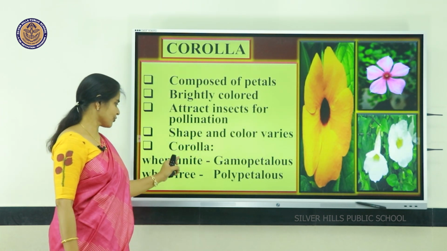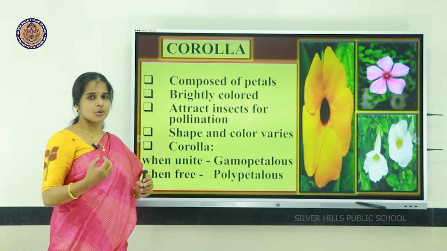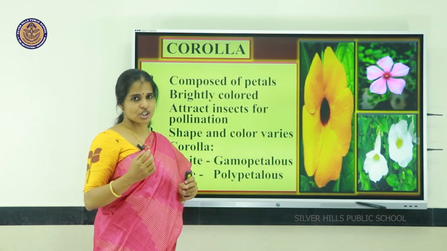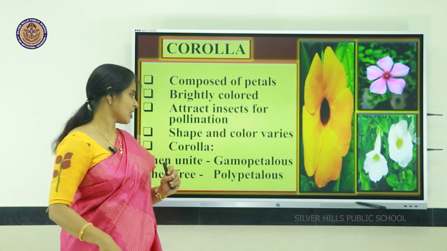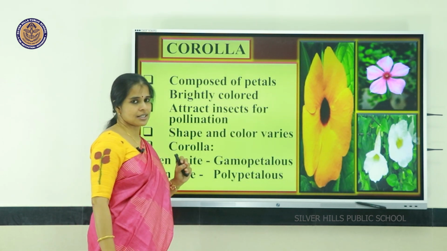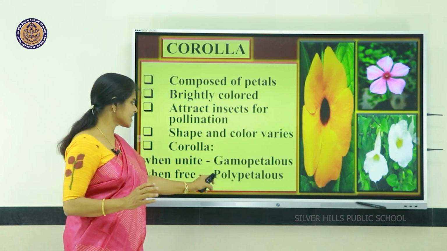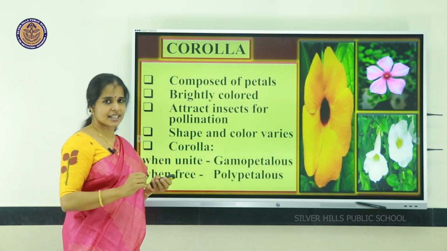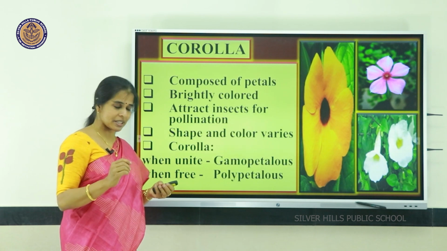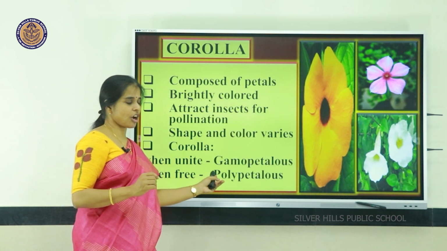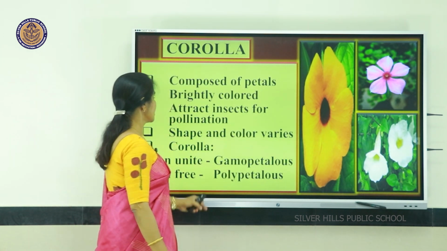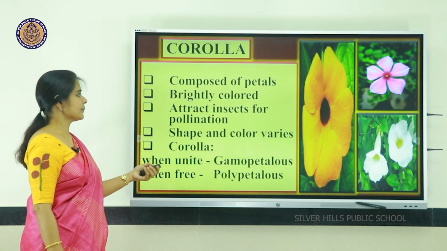Petals also are of two types. When the petals are united and they form a tubular structure, then such a petal we call gamopetalous. When the petals are free, such petals which we can detach from each other, like in hibiscus, where single petals could be taken, then such petals we call polypetalous. So, that is all about corolla.